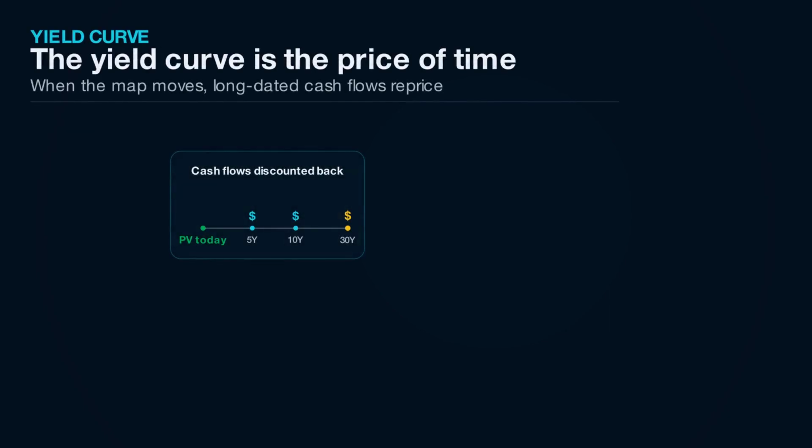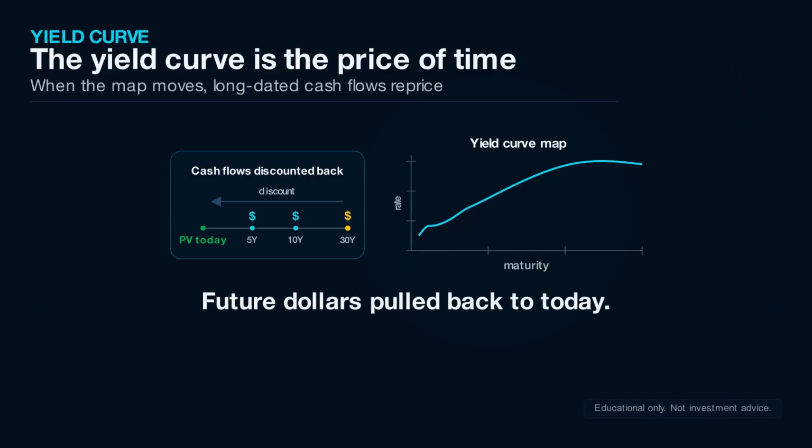So the next time you see the yield curve in a headline, do not only ask whether it predicts a recession. Ask the deeper question: what is it doing to the price of every future dollar? Because that is the real job of the curve. It maps time into money. And when that map moves, every long-dated cash flow in the financial system gets repriced.